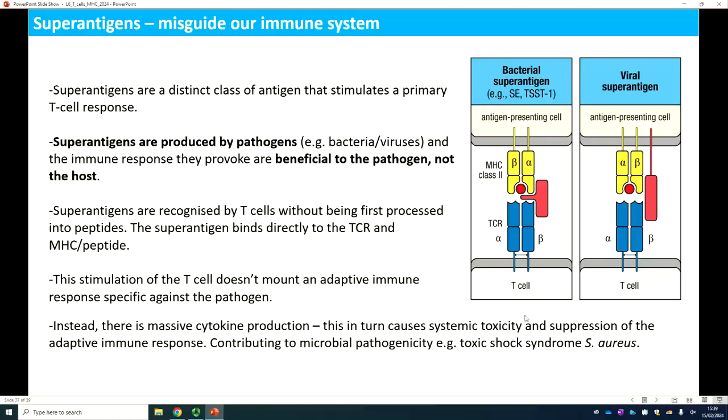And an example of this is Staph aureus, where you get this toxic shock syndrome, which is actually being mediated by this superantigen that is kind of triggering this cytokine storm.